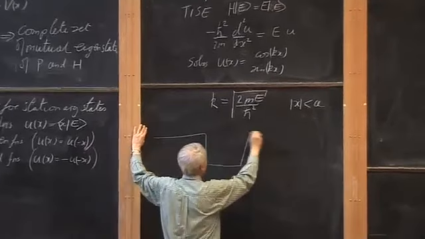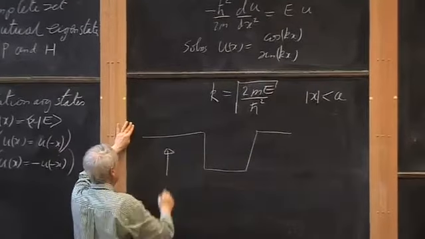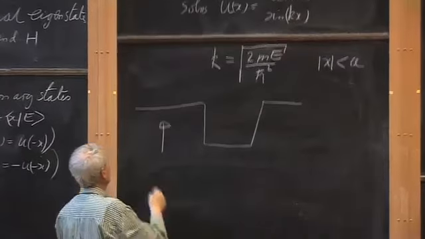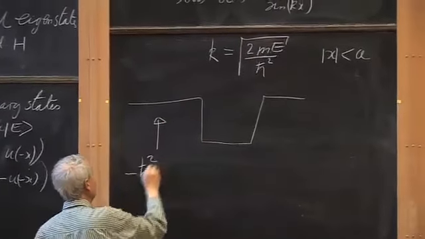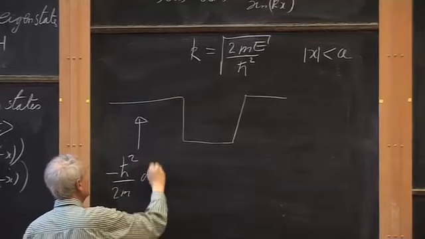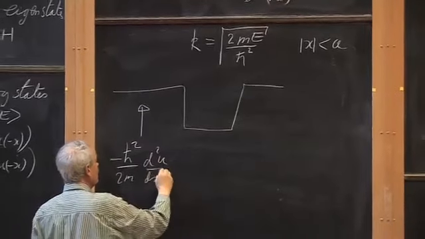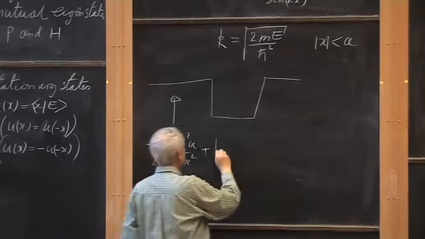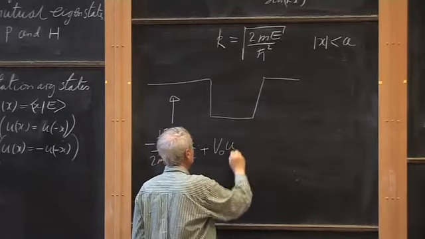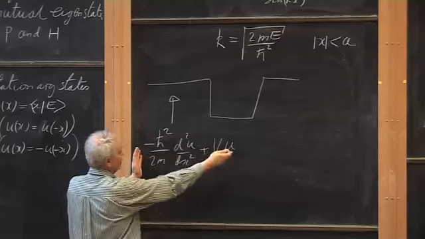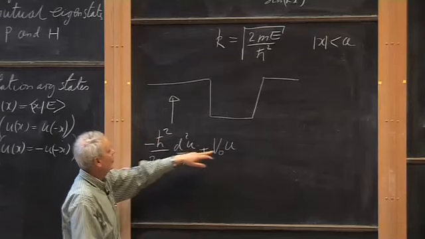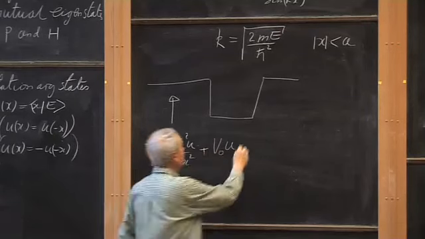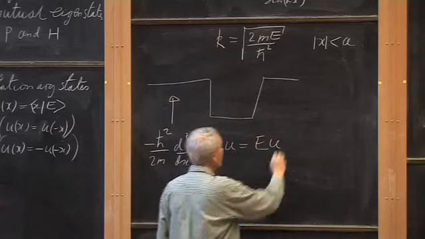So another picture: in this zone here, what does the time-independent Schrödinger equation look like? It still has kinetic energy, minus h bar squared over 2m d2u by dx squared. But now we have potential energy, how much? V0, so V0 times u. So this is the Hamiltonian operator operating on u, and that's equal to Eu.